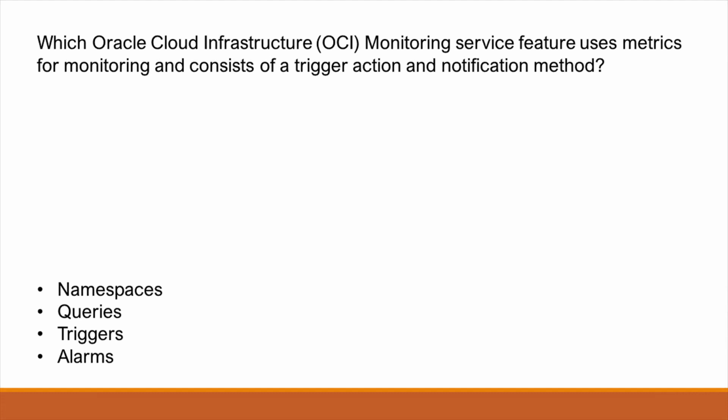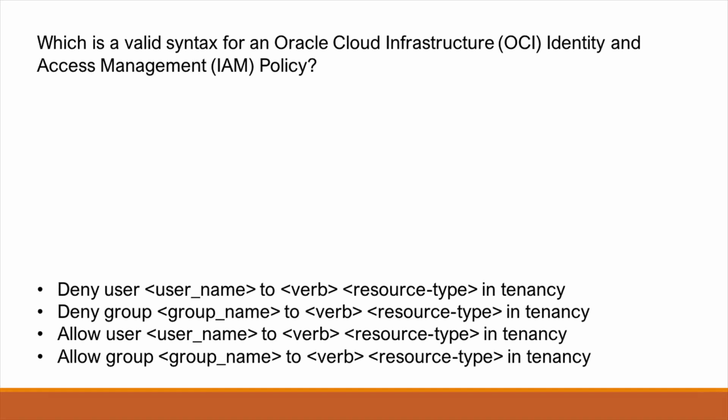Let's talk about this question: which Oracle Cloud Infrastructure, OCI, monitoring service feature uses metrics for monitoring and consists of a trigger action and notification method? Options we have for this question are: namespaces, queries, triggers, alarms. Correct answer for this question is option 4, alarms, because monitoring service uses metrics to monitor resources and alarms to notify you when these metrics meet alarm specified triggers.